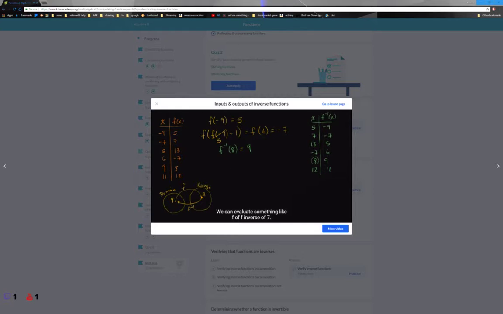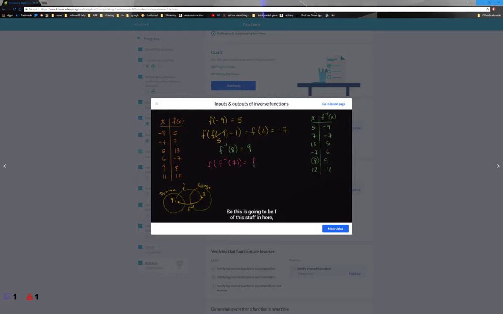Let's evaluate f of f inverse of 7. What is this going to be? Well, let's first evaluate f inverse of 7. F inverse of 7 maps from 7 to negative 7.